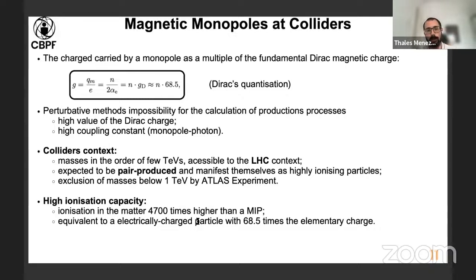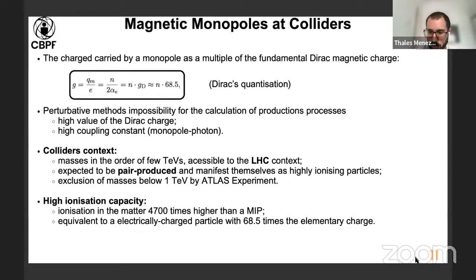We can just provide some limits for these, and developing these limits should study these particles in the LHC context. They are accessible at the LHC, since they are proposed to have masses on the order of a few TeV, with the exclusion of masses below 1 TeV by some ATLAS results, and they would be pair produced in the detector and manifest themselves as these highly ionizing, peculiar types of particles.